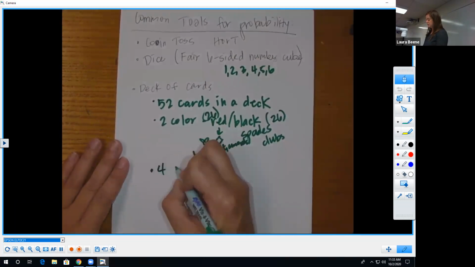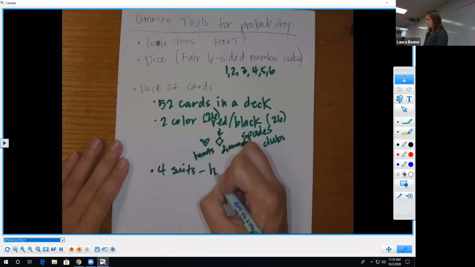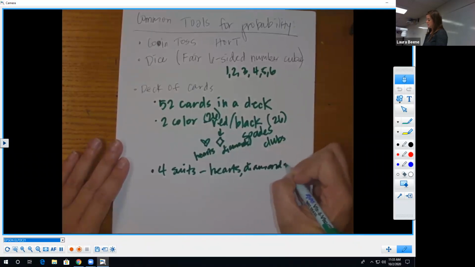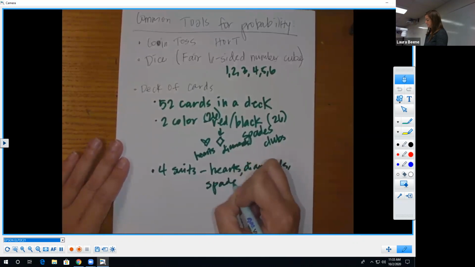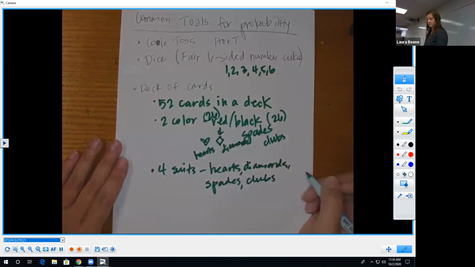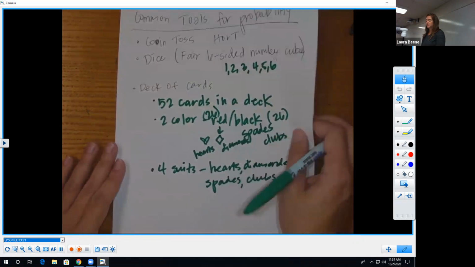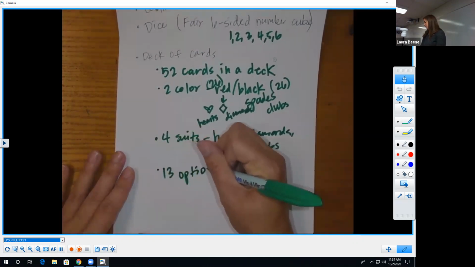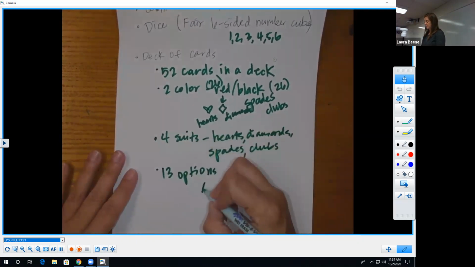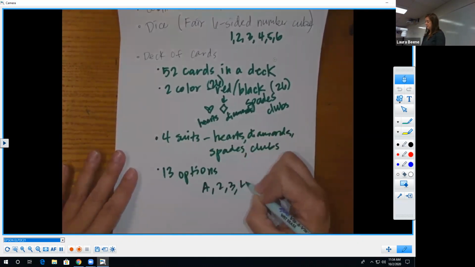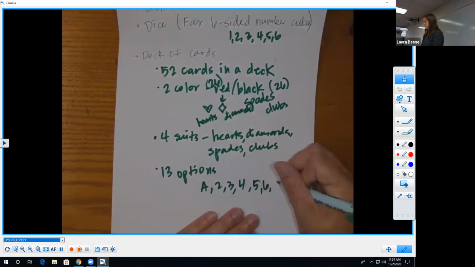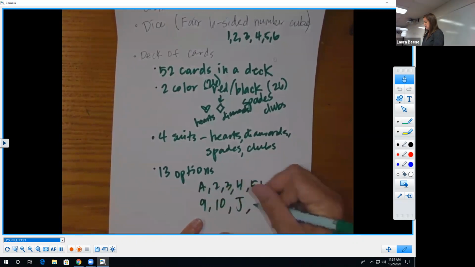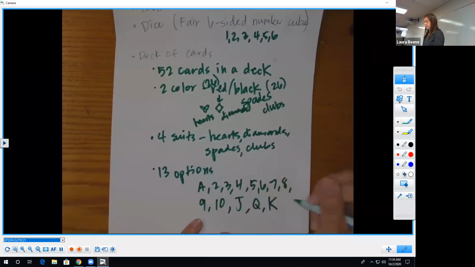Okay, there are 4 suits, and we just wrote those suits. The suits are hearts, diamonds, both of those are red, spades, and clubs. Within each suit, you have 13 different options. There are 13 different options within each suit. We have an ace, 2, 3, 4, 5, 6, 7, 8, 9, 10, jack, queen, and king.